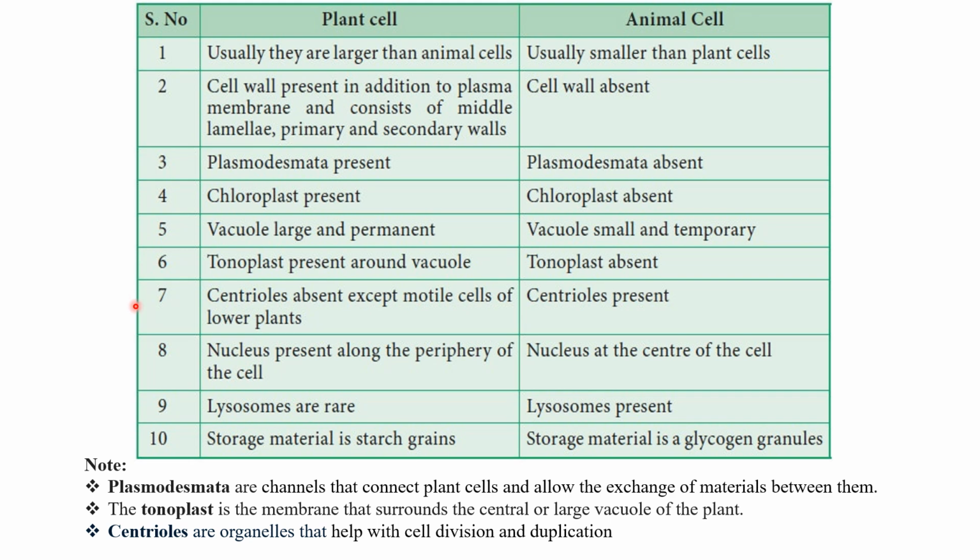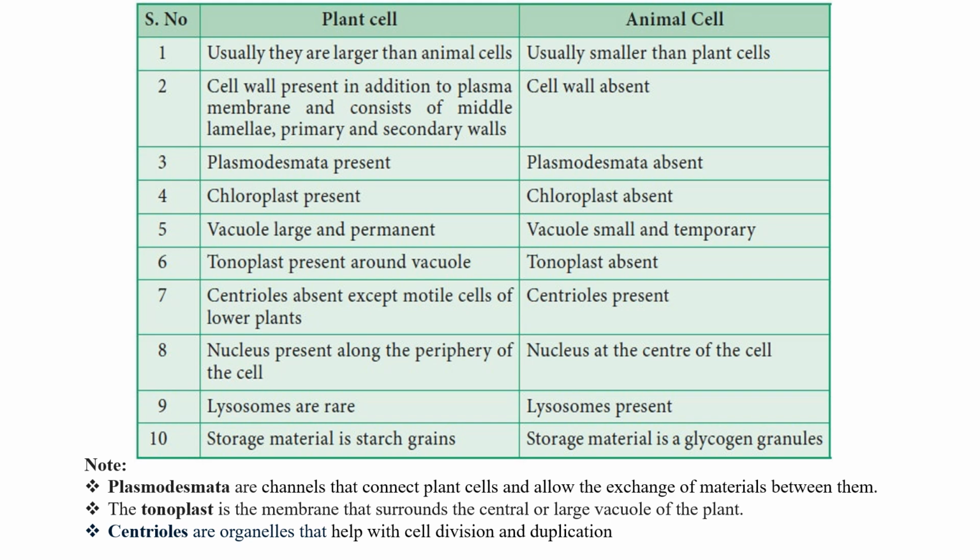And centrioles are absent in the motile cells of lower plants, but centrioles are present in animal cells. The centrioles are a very important organelle which help in cell division and duplication, and also you might have studied the arrangement of spindle fibers takes place during meiosis. The centrioles take a role. The nucleus is present along the periphery of the cell in the plant cell, but the nucleus is located at the center of the cell in the animal cell.